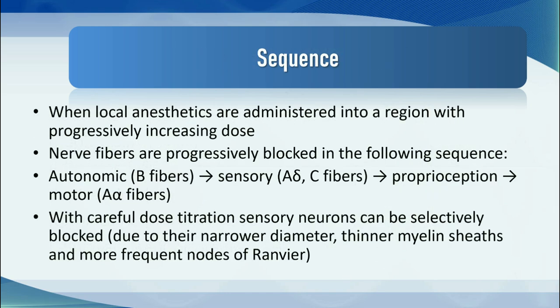Just one thing that you should know when you administer a local anesthetic: when the dose increases progressively, nerve fibers are blocked in a sequence. The first fibers to be blocked are the autonomic B fibers, then the sensory fibers, the A delta fibers and the C fibers, followed by proprioception and then alpha motor neurons. So that with careful titration of the dose, sensory neurons can be selectively blocked due to their narrower diameter, thin myelin sheaths, and more frequent nodes of Ranvier. So the strategy with using local anesthetics is about getting the right dose to the right place and the right concentration at the right time.